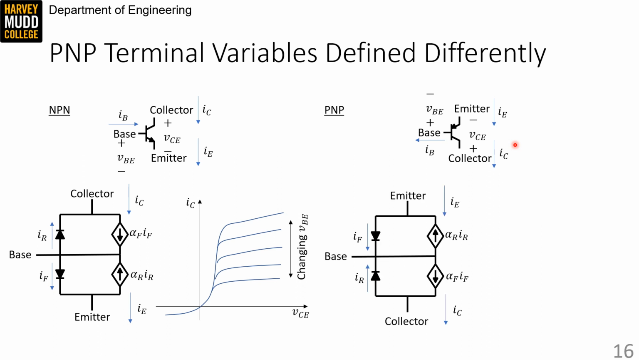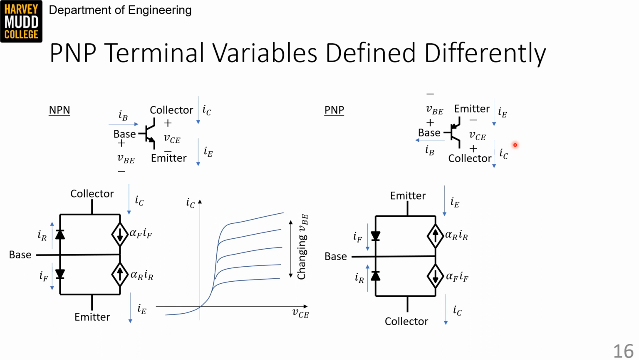You can see that clearly in the PNP version of our Ebers-Moll model. The diodes have switched direction here because the base has to be below the collector or emitter to forward bias the PN junction between the base and the emitter. And so that means that almost all the logic we applied making the NPN Ebers-Moll model has flipped around too. So the dependent current sources are now pointing out instead of in.